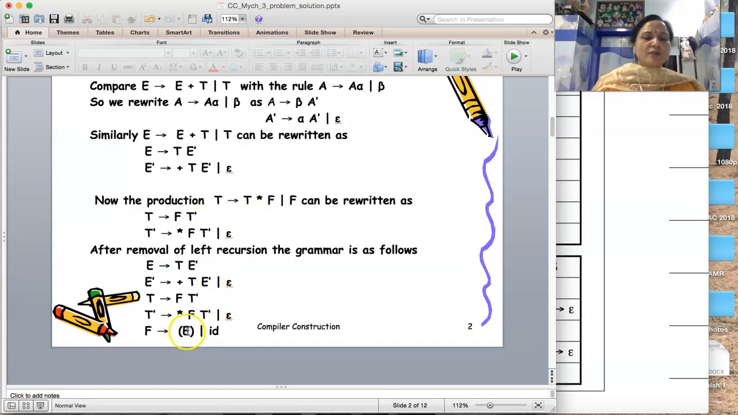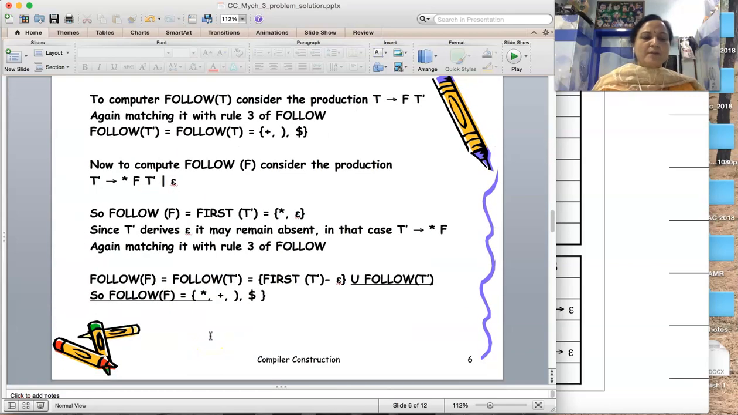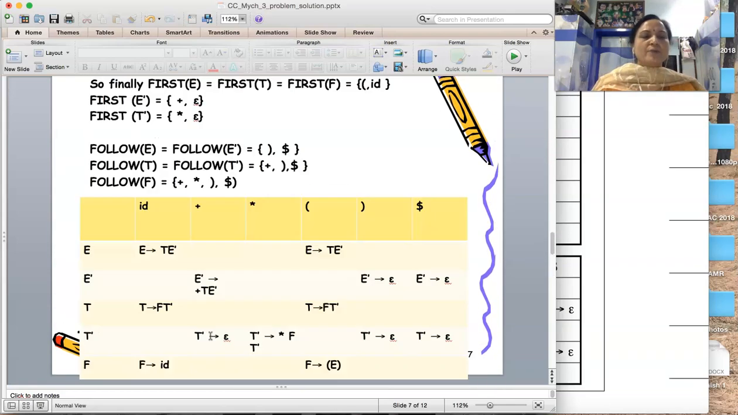Now finally the last production is F tends to E enclosed in the bracket or id. For that I have to consider row index F, column index id and write the production F tends to id, and there is another production F tends to E enclosed in the bracket. So first of F is nothing but opening bracket and id. So below opening bracket we should write F tends to opening bracket E closing bracket.